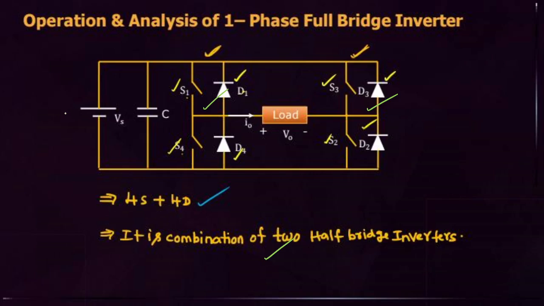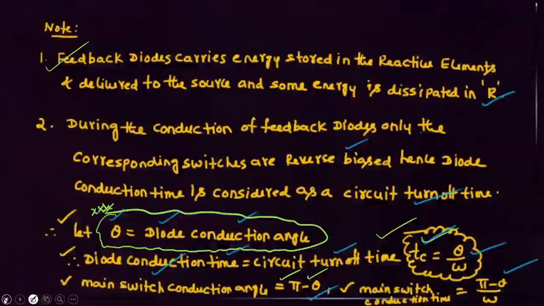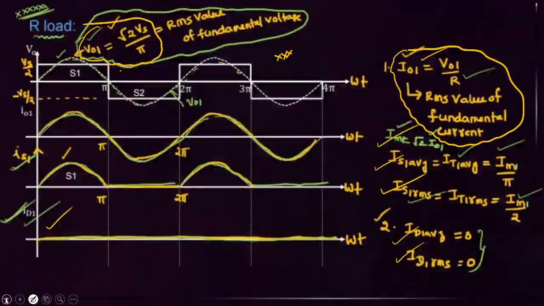But here the supply voltage is Vs now. How many wire supply here? Two wire DC supply. If you see the half bridge inverter, friends, how many wire supply is there?